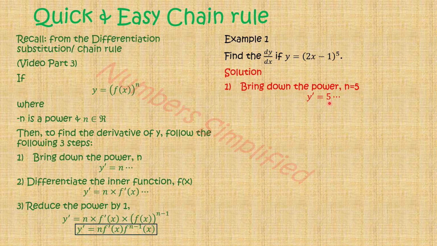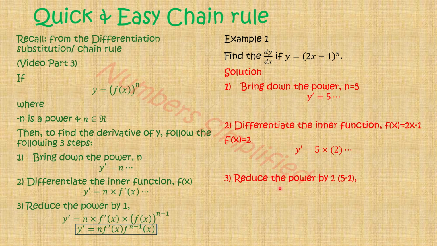So step number 2, we differentiate the inner function, but we need to identify what that inner function is. The inner function is 2x minus 1, and we know that the derivative of 2x minus 1 would give us f prime of x, which is equal to 2. Therefore, our y prime now becomes 5 times 2 times something, which we're going to talk about in step number 3.